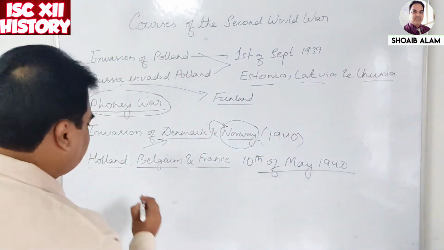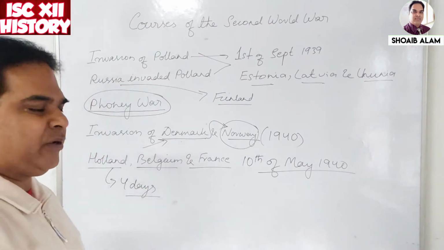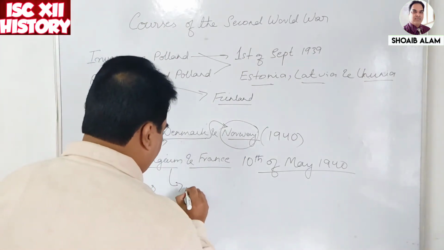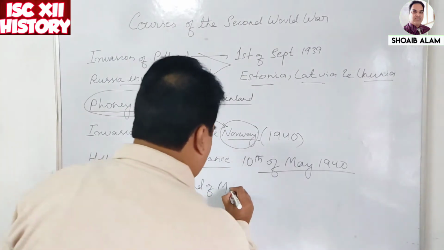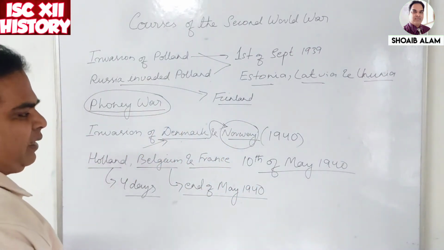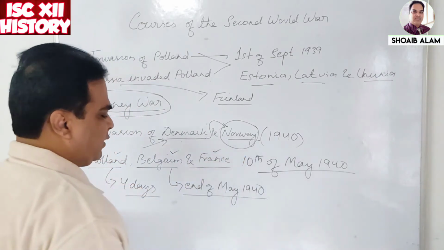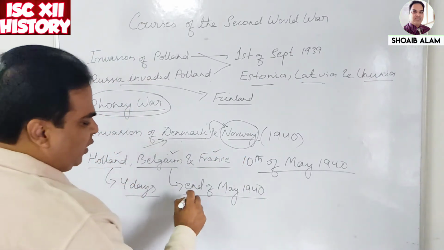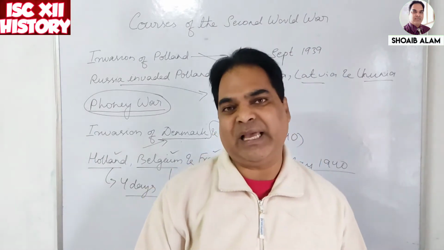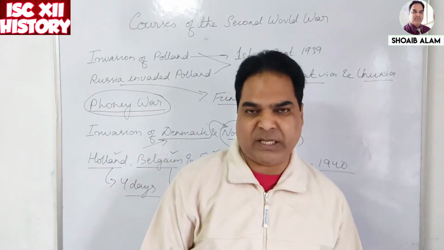So the Dutch army surrendered after 4 days. Only for 4 days they could withstand German forces, and then Belgium surrendered at the end of May 1940. So this is how Germany planned the attack, and one after another they attacked Holland, then Belgium, and then France. Belgium was completely under control by the end of May 1940. So this is the tactic played by the German forces. During these phases, Germany was very powerful.